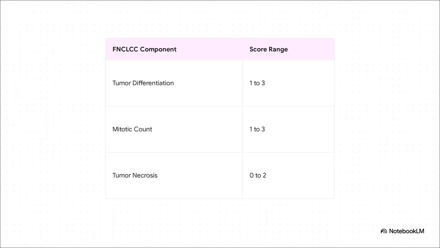And this table shows just how beautifully simple the system is. We're going to score 3 things. First, differentiation. How much does the tumor look like its normal counterpart? Second, mitotic count. Basically, how fast are the cells dividing? And third, tumor necrosis. How much of the tumor is dead? Each one gets a score, and then we just add them up.